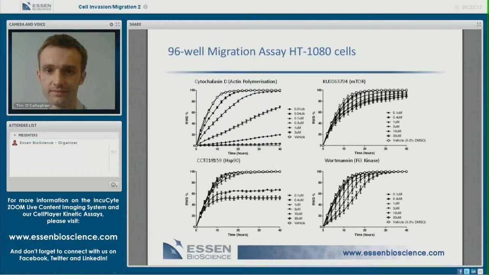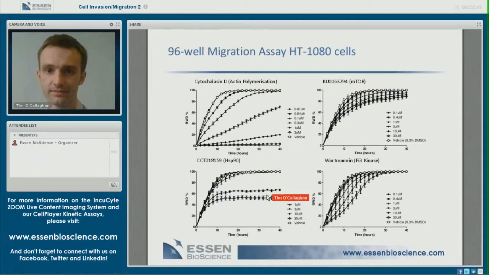This is not the case for other pathway inhibitors that we've tested. For example, the HSP90 inhibitor CCT018159 shows very little early phase inhibition of migration. However, towards the later stages of the assay, we see a marked inhibition, especially at the top 2 concentrations, which actually ablate wound closure. And so we only see partial wound closure here for these concentrations.